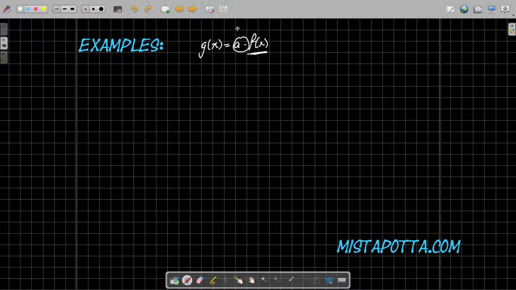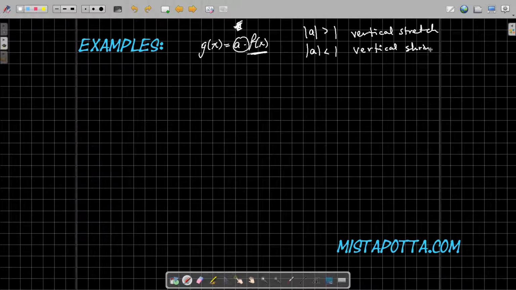Now you may recall from our last video that if this is a -1, that's actually going to reflect it across the x-axis. What I'm emphasizing in today's video, though, is the magnitude of a. So in other words, if the absolute value of a is greater than 1, then we're talking about a vertical stretch. And if the absolute value of a is less than 1, then we're talking about a vertical shrink. So I want to do a couple of examples here.